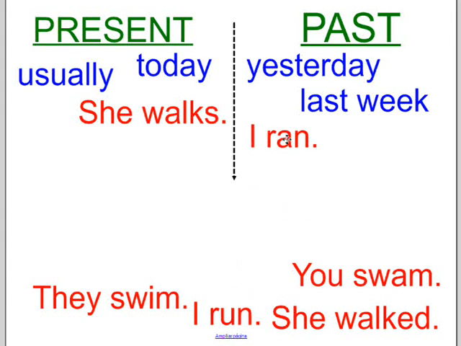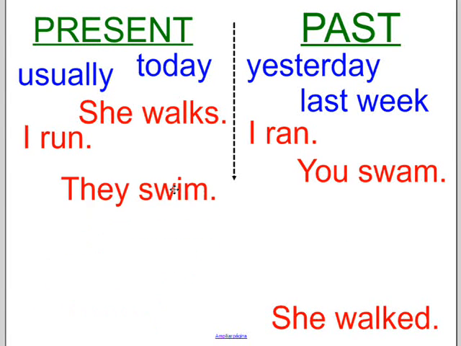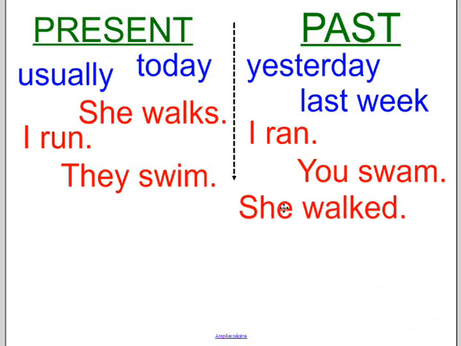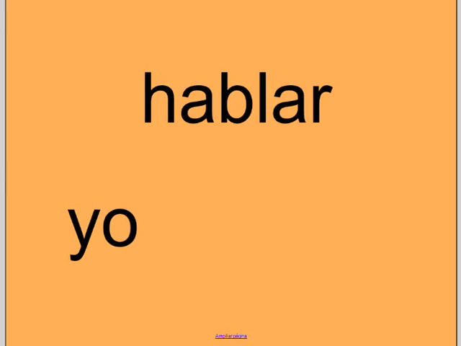It's just a general description of what usually happens or what is happening now. I ran, though, belongs in the past tense because you could say I ran yesterday. I run is in the present tense, just generally I run or I run now. You swam is past tense. They swim is present tense. And she walked is past tense. A lot of times in English we use this ed at the end of words to represent the past tense, although there are some irregulars such as ran and swam. But a lot of times if you have a word that ends in ed in English, it means that we're going to be using the past tense.